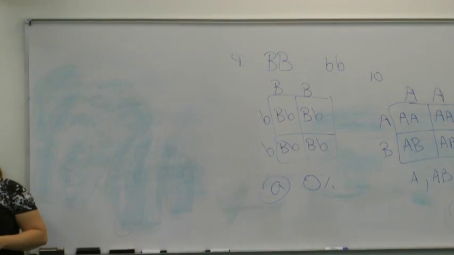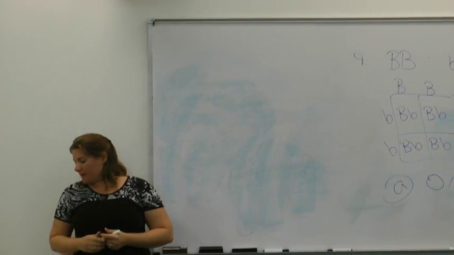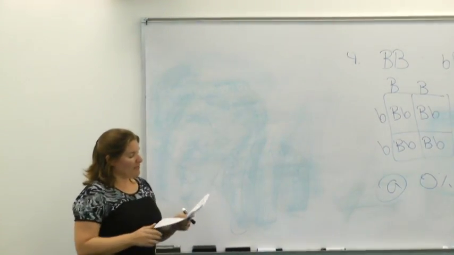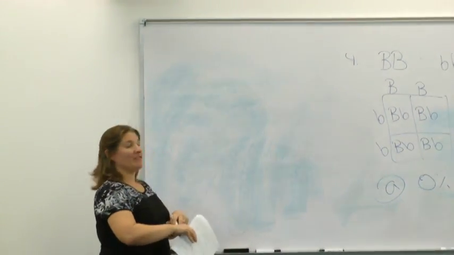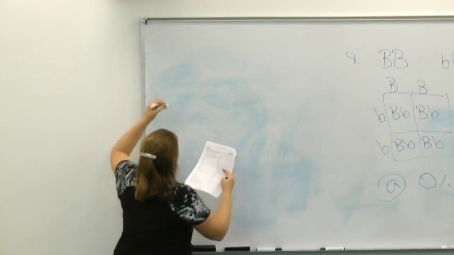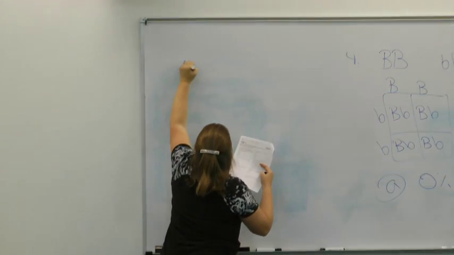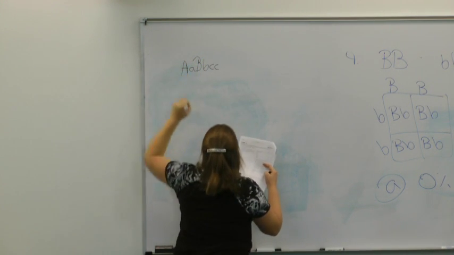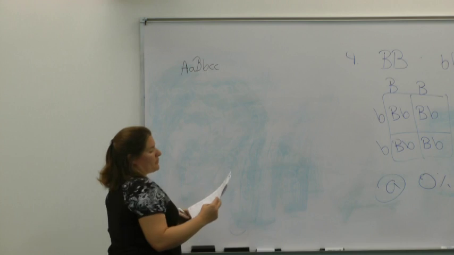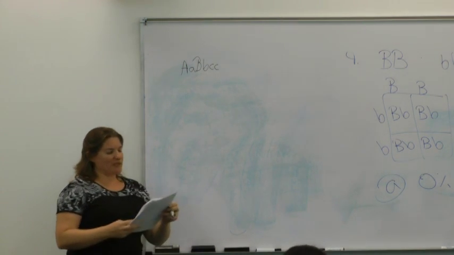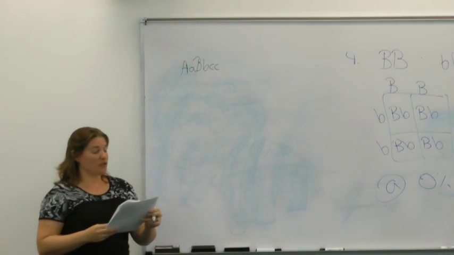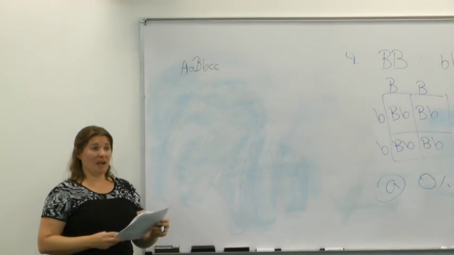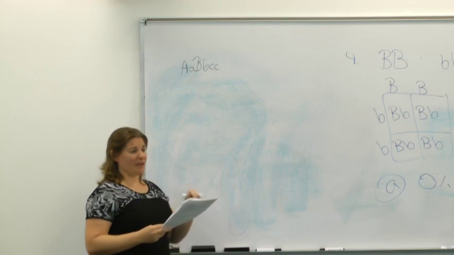So number 1, according to the law of independent assortment, which combination of alleles can be produced in a gamete of an individual that has the genotype big A, little a, big B, little b, little c, okay? So which of those could it be? So let's just go through them. Choice A says just big A, little a. Is that possible? In a gamete of an individual who has this genotype?